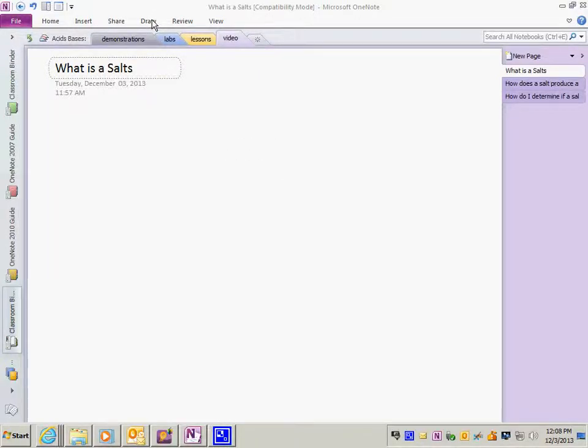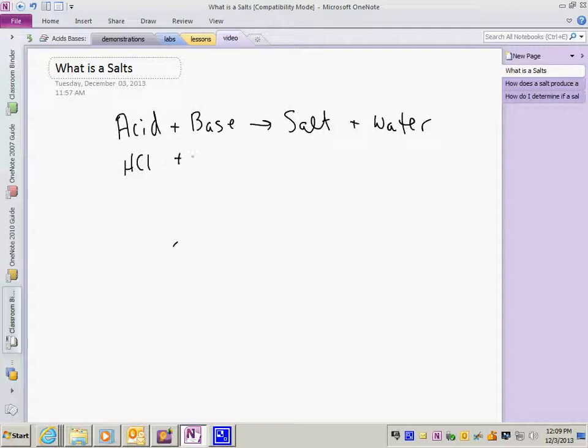Now, the definition of a salt has changed over the course of time. A salt in the old days was an acid plus a base would yield a salt and water. This is the old definition. So a salt would be defined as the proper product of an acid-base reaction. Your most common example of this would be HCl plus NaOH would yield NaCl plus H2O.